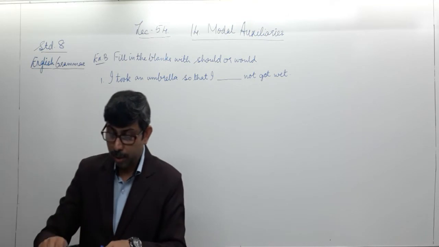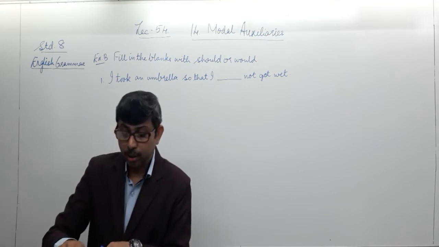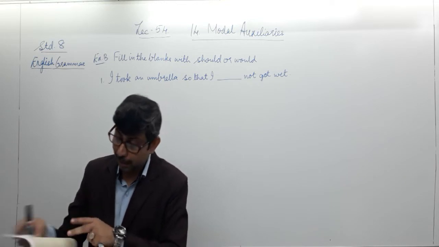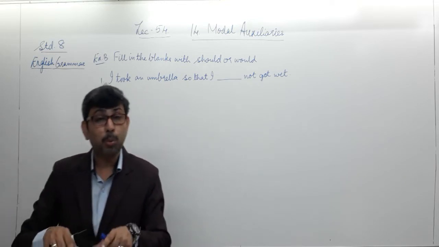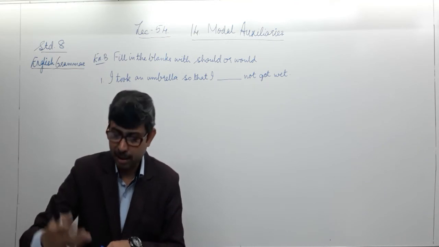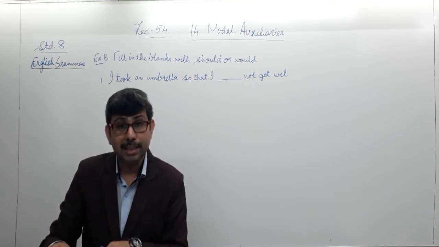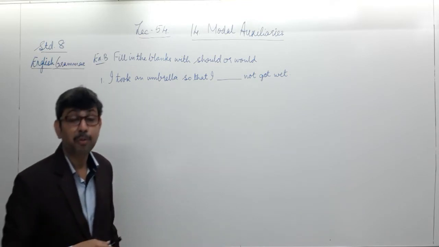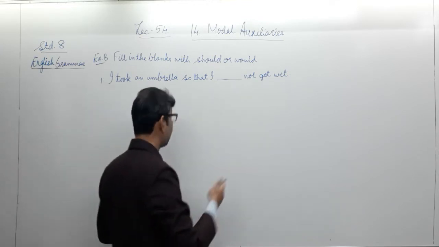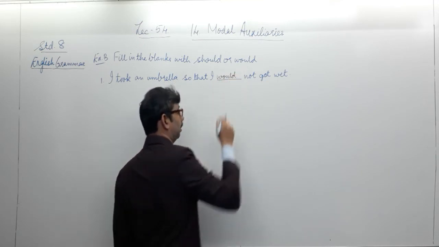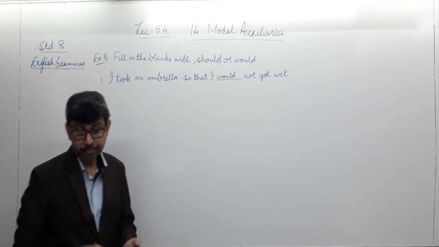So here you can see we have the word so that. I took an umbrella. Why? As a result, to express a result or a kind of purpose. What was the purpose of taking the umbrella? So that you do not get wet. So the example is given with the answer would. I took an umbrella so that I would not get wet, which is an appropriate word. Let us now test ourselves.